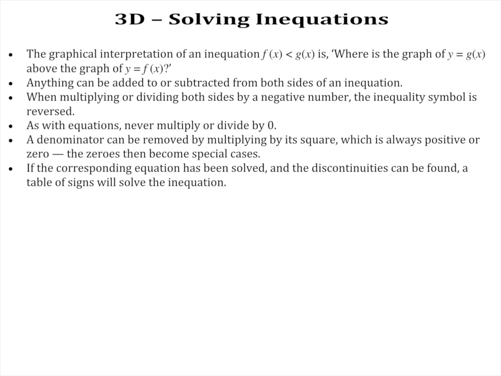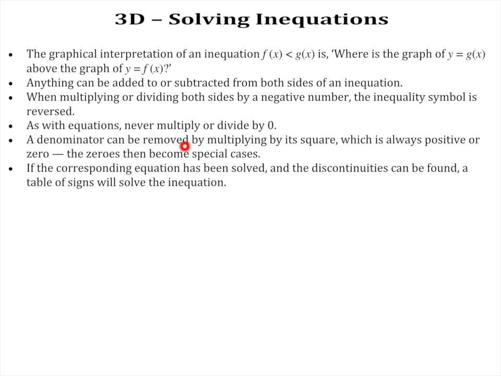Now, when we're talking about f of x is less than g of x, that means where is f of x below g of x on the graph? We can add anything and subtract anything from both sides of an inequation. We can multiply and divide, but if we do, if it's negative, the inequality symbol is switched. Can't multiply or divide by 0.